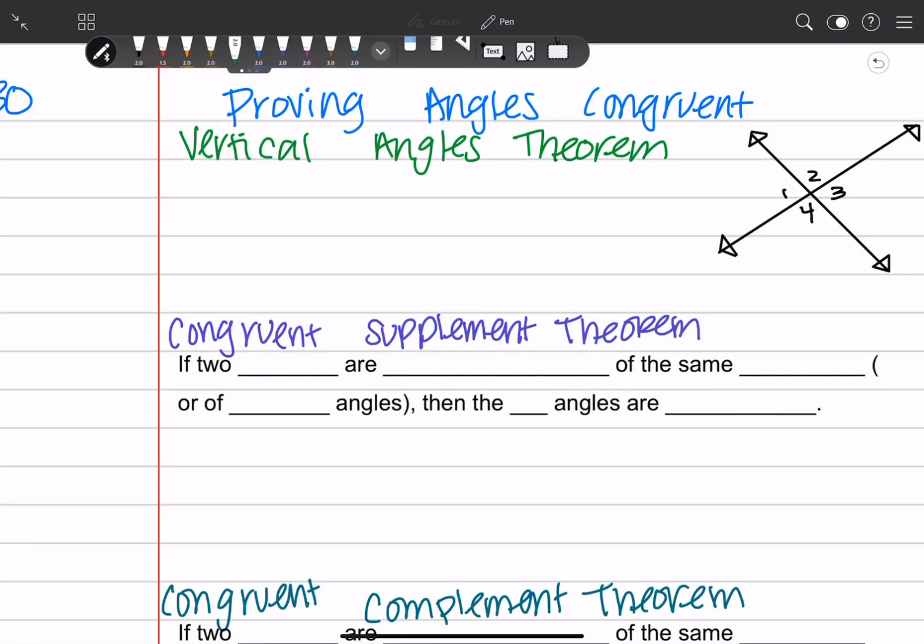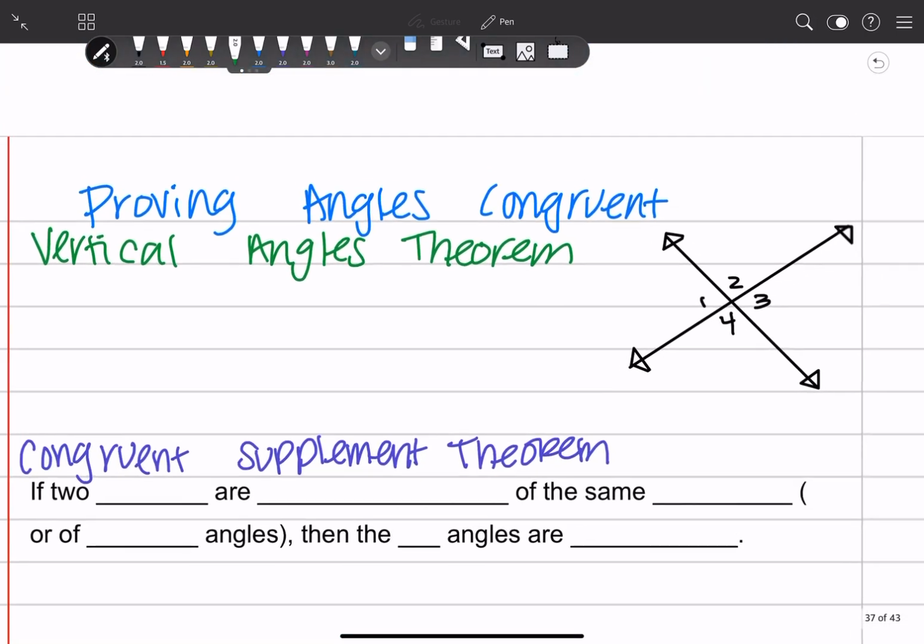Hey everybody, so we're going to be talking about proving angles congruent today. And we're going to start off with a couple of theorems, and then we're going to do some two-column proofs using these theorems that we have just learned about. We're also going to be using our equality properties and sometimes even our segment proof properties and theorems.